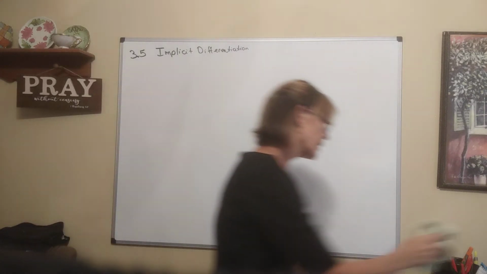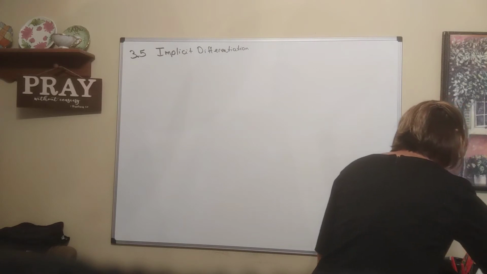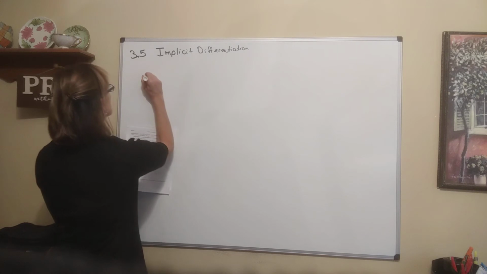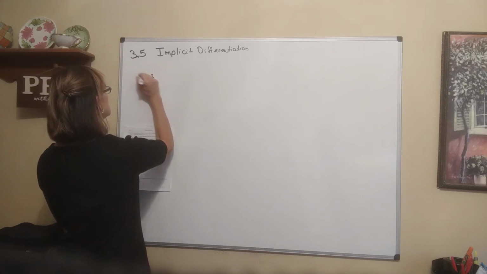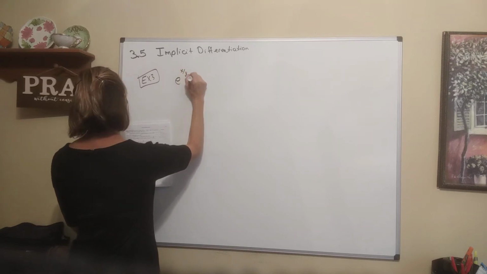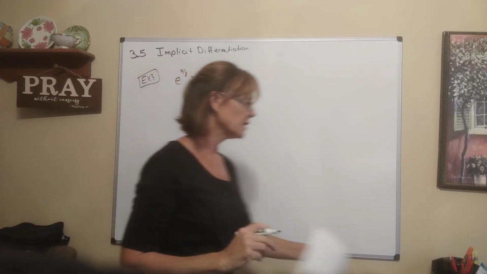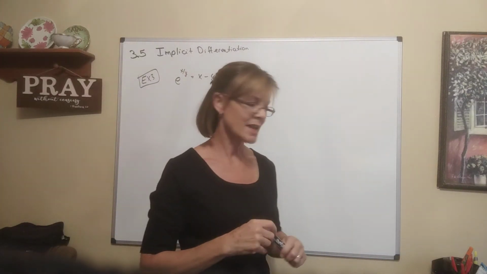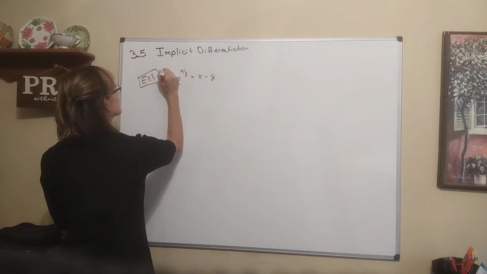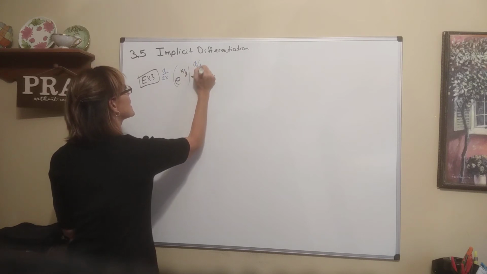So right here, the next one we're going to do says find dy dx for this function: e to the x over y is equal to x minus y. Okay, if we have to find dy dx, we look at this and say it's not that easy to solve for y, so we're going to use implicit differentiation. So we do this, d dx of this, d dx of that.